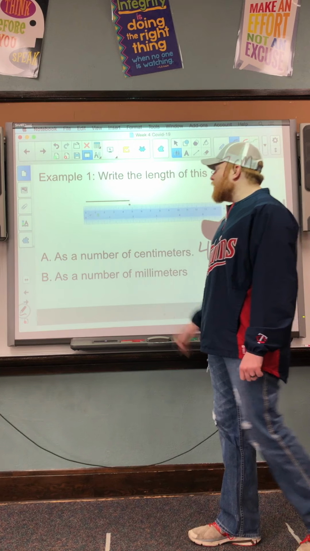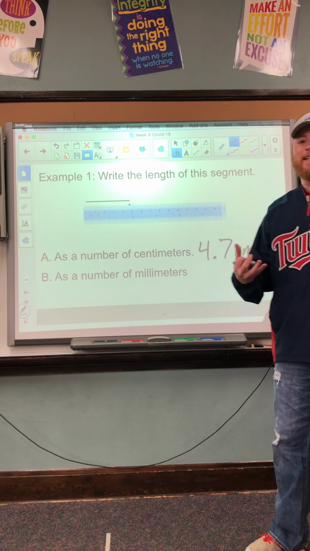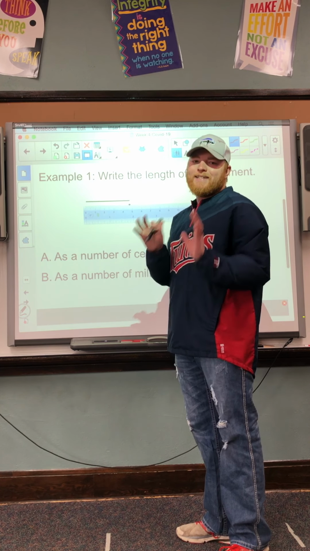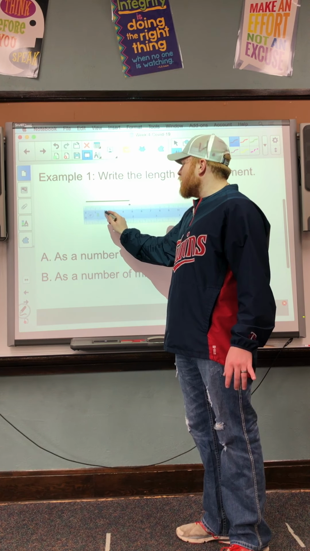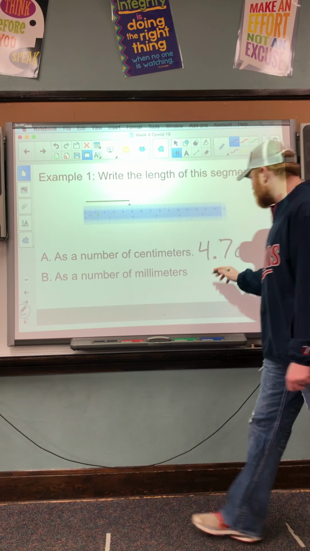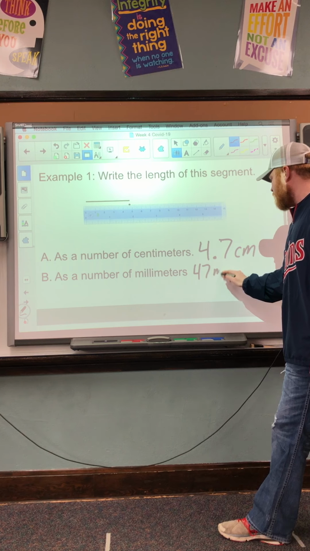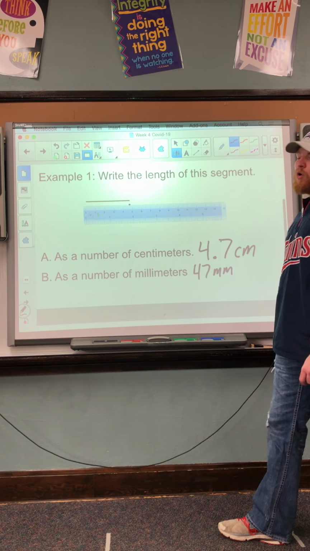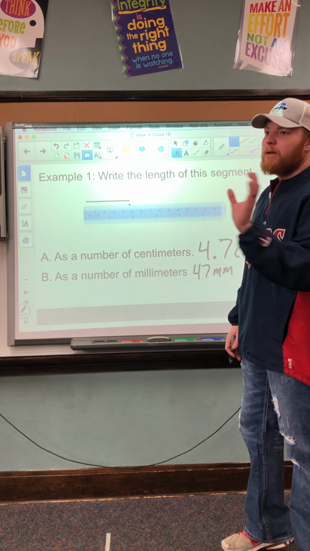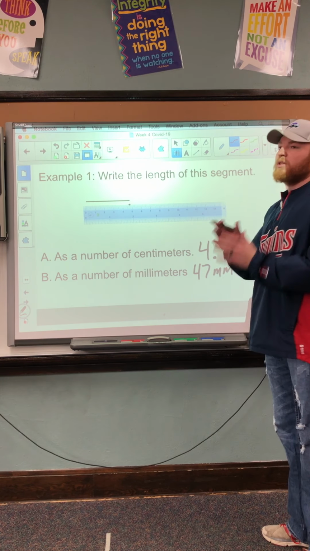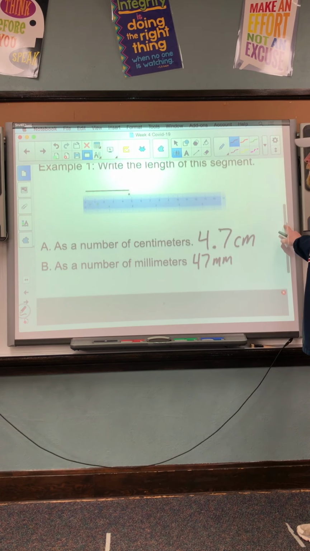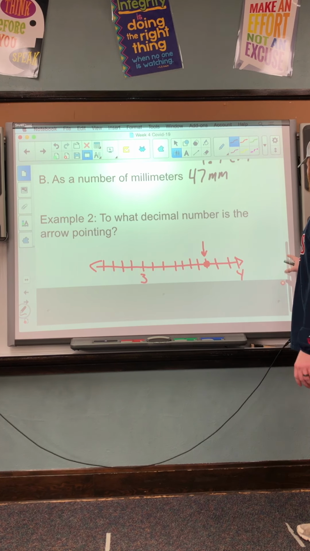Okay? And then as millimeters, you just multiply it by 10. Instead of having to count every tick mark, from 0 to 1, that's 10. So it'd be 10, 20, 30, 40, and then we counted 7 tick marks, so it'd be 47 millimeters. Or you could just move the decimal over to the right one place, since we're going from centimeters to millimeters. We're going from a bigger unit to a smaller unit, so it'll be more. Okay? And then last example, like I said, this is a pretty short lesson.